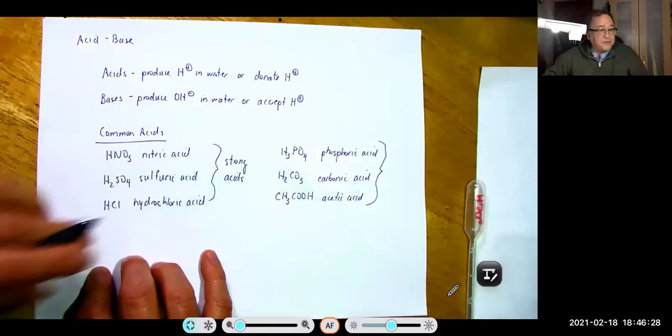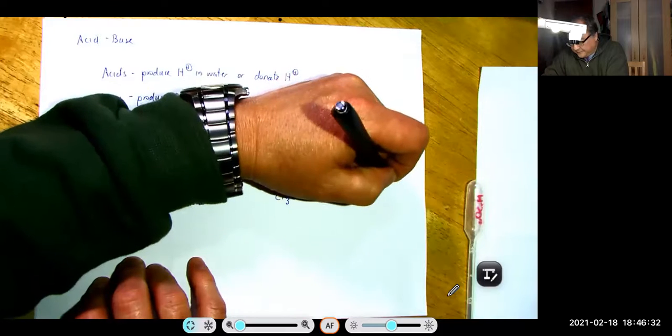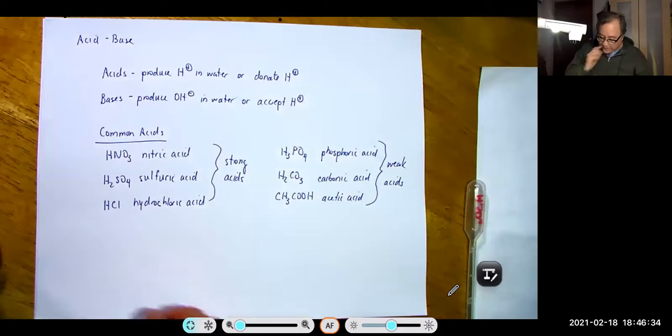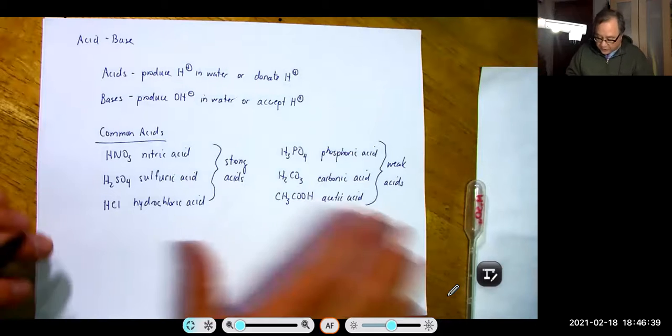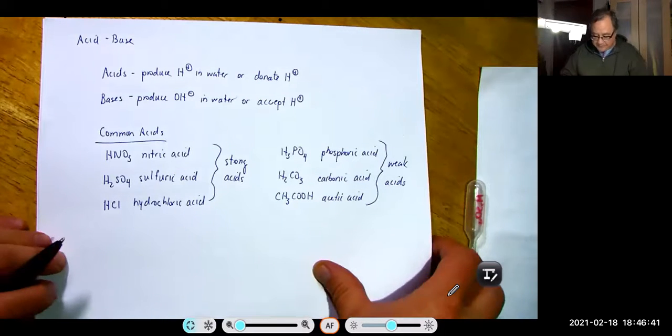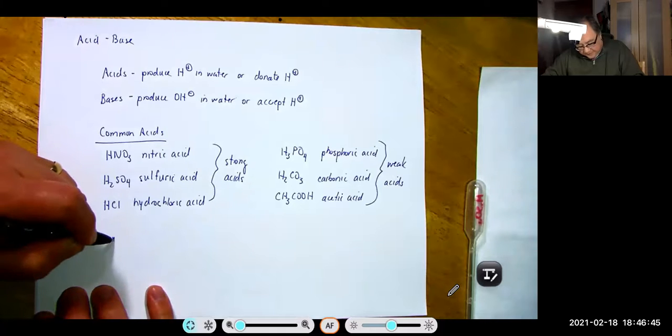These are all examples of weak acids. And we're not going to go into too much detail about strong versus weak. We're just going to leave that as that. And here's some common bases.